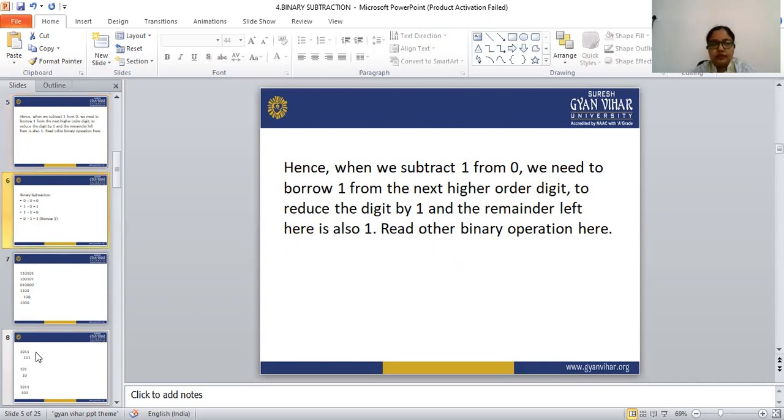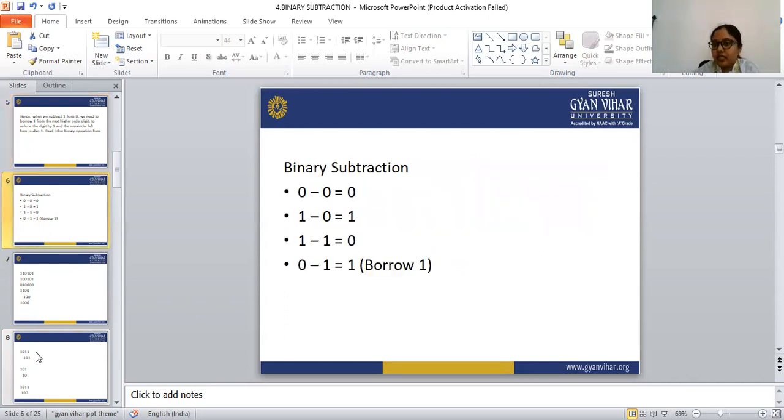So we will see that 0 minus 0 is equal to 0, the same as in decimal subtraction. 1 minus 0 is 1, the same method as in the decimal number system. 1 minus 1 is equal to 0. These three are the same as in decimal numbers.